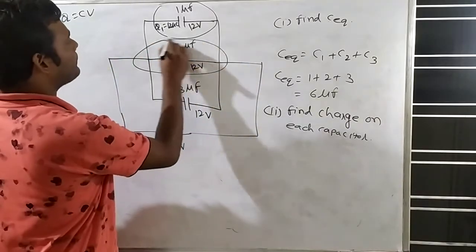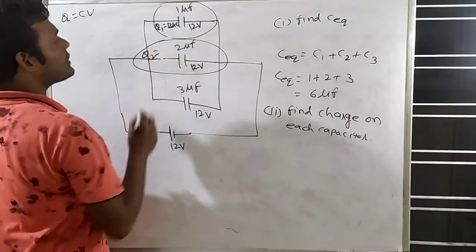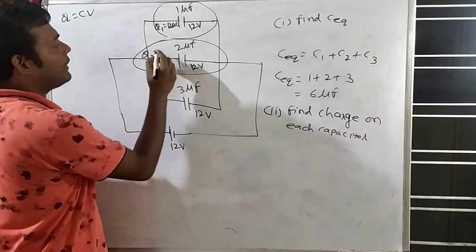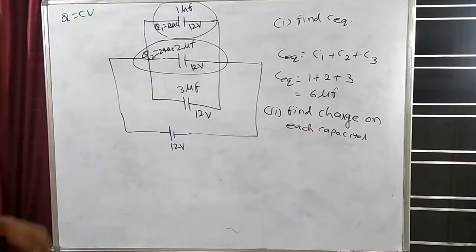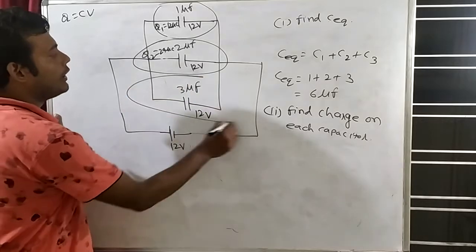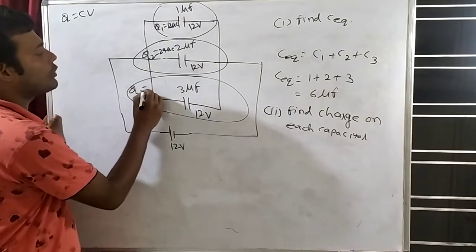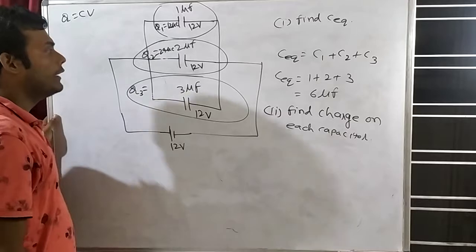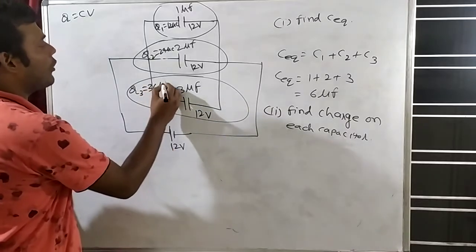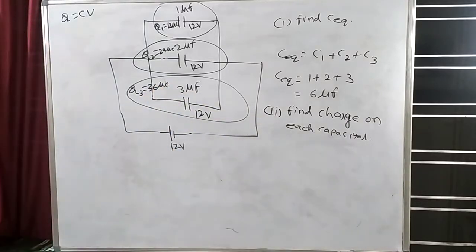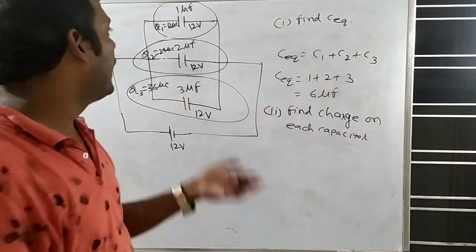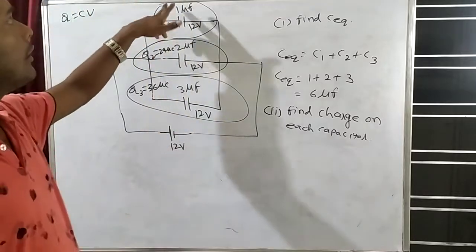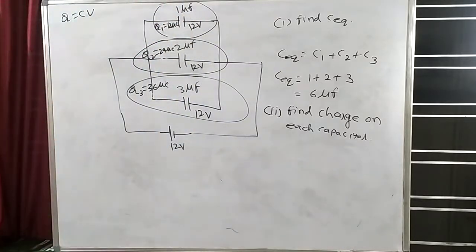Can we calculate Q2? Q2 will also be C into V. So 2 into 12 means 24 microcoulomb. And what will this be? Can you calculate Q3 also? Q3 is equal to C into V, so 12 into 3 is 36 microcoulomb. If they ask you to calculate energy as well, we can apply the half CV square formula. So you can calculate everything in this also.